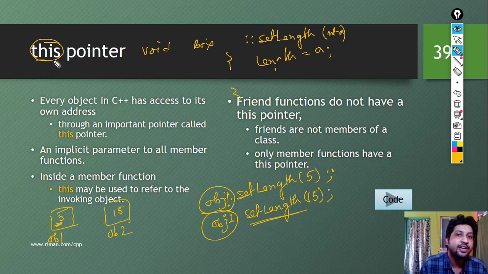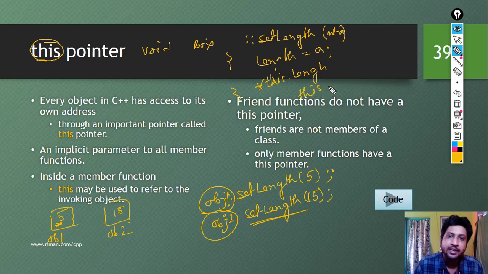So this is a pointer, it is not an object, this is a pointer. That means you can also write this dot length or this arrow length, because for pointers we use the arrow operator to access the member. So we can write this arrow length is equal to 8. So this statement and this statement are equivalent.